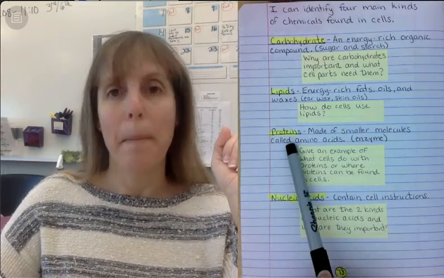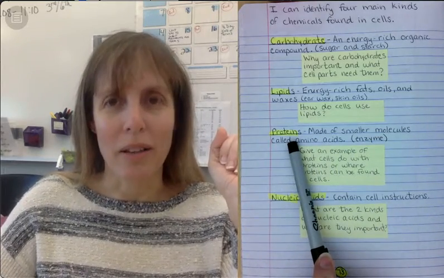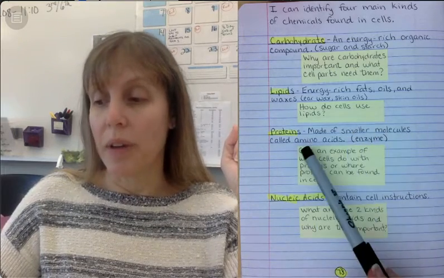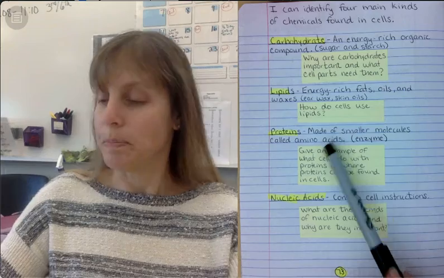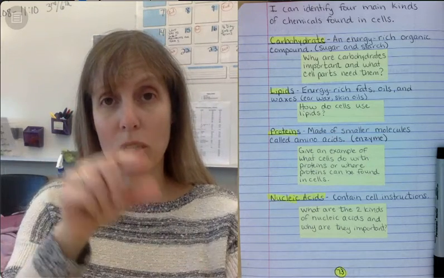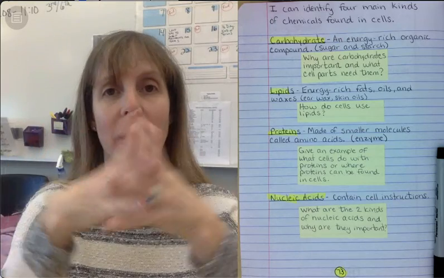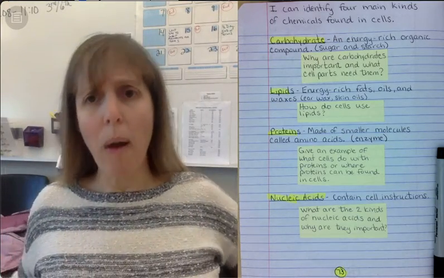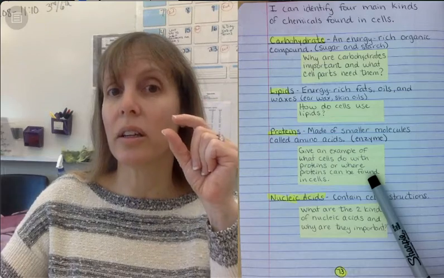The third term, proteins. Say it with me. Proteins. Proteins are made of smaller molecules called amino acids. Who knew proteins are acids? But an enzyme is a particular kind of protein that our body uses to help us break down food and break down big particles, like a cracker, and make them into smaller particles so that our intestines can absorb them, right? So what I want you to do as you go through the lesson is figure out an example of what cells do with proteins or where proteins can be found in cells. So we're looking at these chemicals at a cellular level.